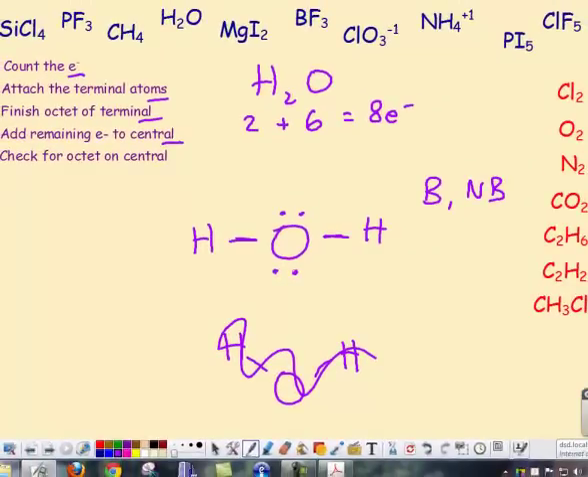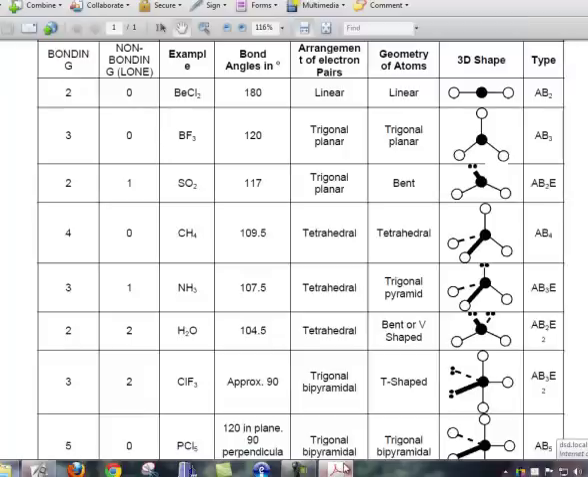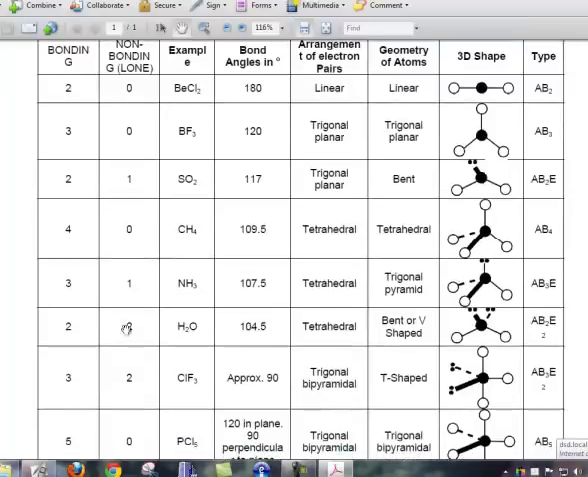And so I've added 2 pairs. So now, does oxygen have its octet? 2, 4, 6, 8. It does. The number of bonding pairs would be 2 bonding pairs. And then there would be these 2 non-bonding pairs. So if we're referring back to this chart, we have 2 bonding, 2 non-bonding.